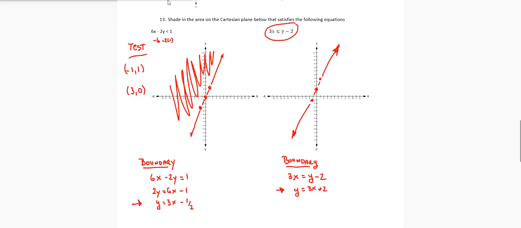And if I choose again, let's test points. Let's try 3, 0 again. So if I stick 3 in here, I get 9 is less than or equal to minus 2. Well, that doesn't work. So that's not right. So it's going to probably be this other side. Let's go minus 3, 0. So minus 9 is less than or equal to minus 2. That's good. So again, we shade this side.